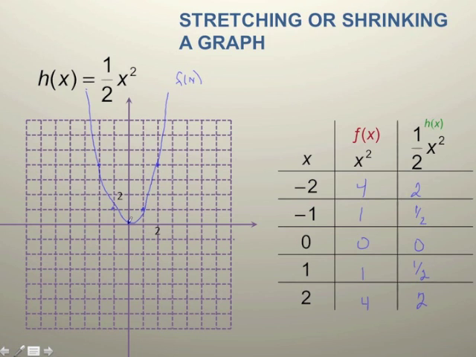So 0, 0 we still have, but we have 1, 1/2. We have 2, 2. We have the 1/2, and we have the 2. Notice I'm just going up half as much on those. And for 3 it would be 9, so it would be at 4.5. So what happened here is it got fatter.